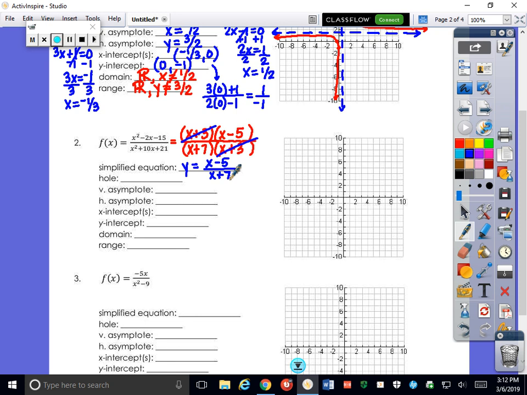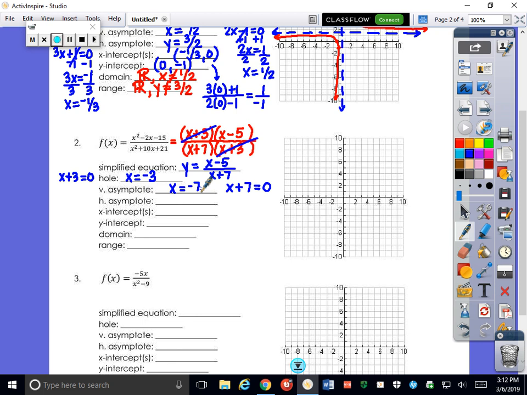Okay, for the hole, remember the canceled factor has to be set equal to 0, so I ended up canceling an x plus 3. So the hole is at x equals -3 when you solve for x. Vertical asymptote is the denominator equal to 0, so I'm going to set x plus 7 equal to 0 and solve, which puts my vertical asymptote at -7.